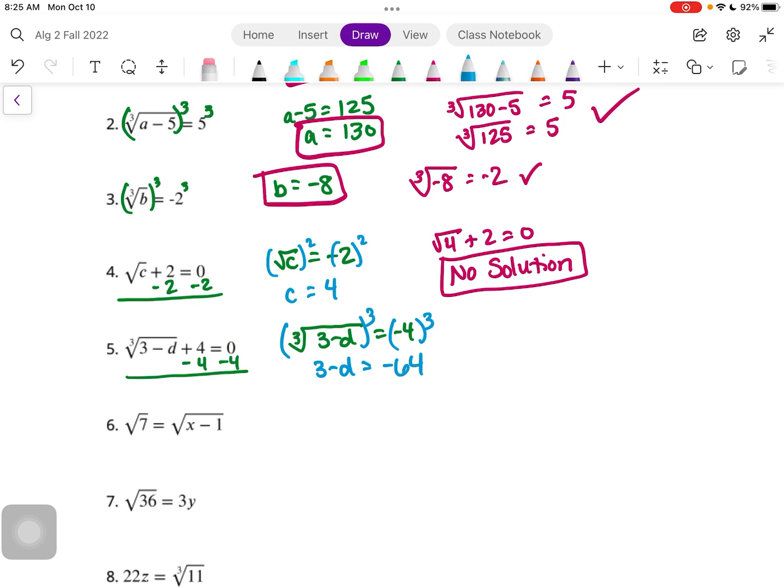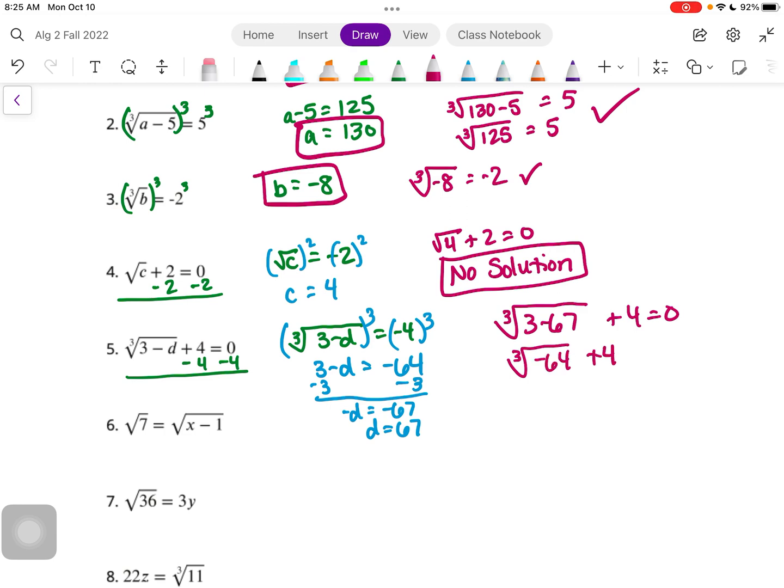All right, and then we're going to subtract the 3 from both sides. So there's not a whole lot of room here. Negative d is equal to negative 67. So d is equal to 67. And if we plug that back in to the original equation, 3 minus 67 plus 4 equals 0. Cube root of negative 64 plus 4 equals 0. Negative 4 plus 4 equals 0. That is good. So d is equal to 67.